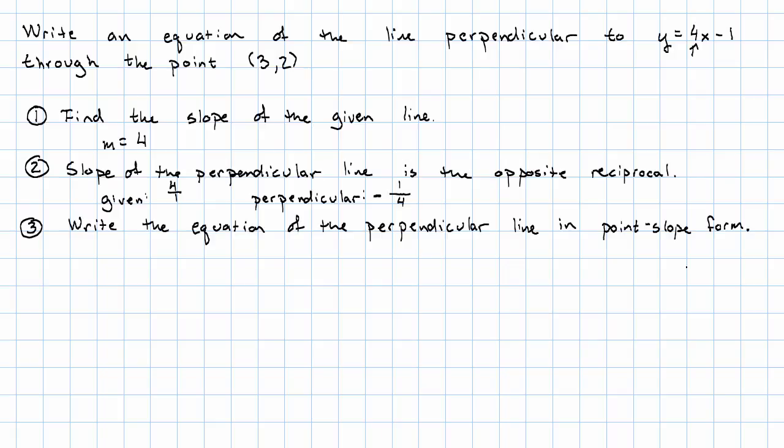Finally, we write the equation of the perpendicular line in point-slope form. So, y minus, our given y is 2, equals, the slope we worked out is negative 1/4, times x minus, the given x was 3. And that's our equation in point slope form.